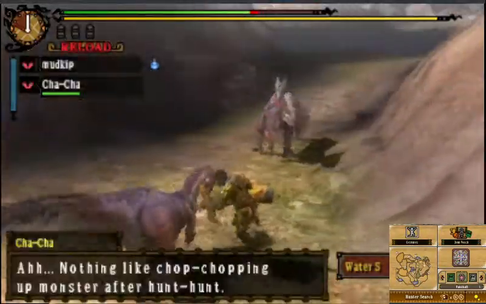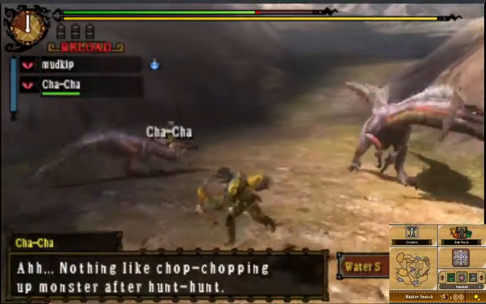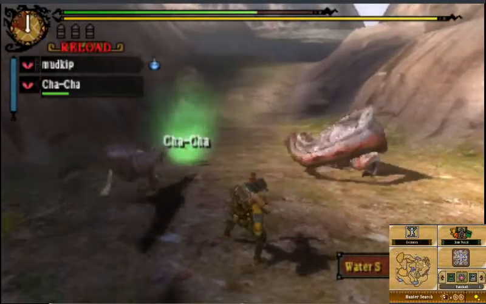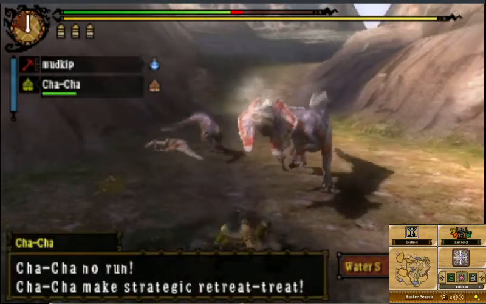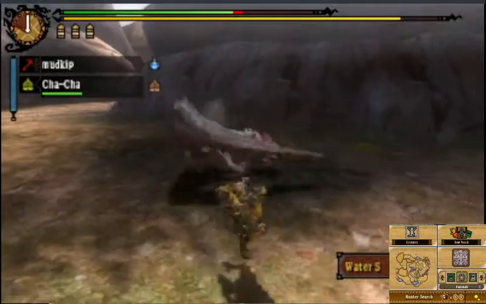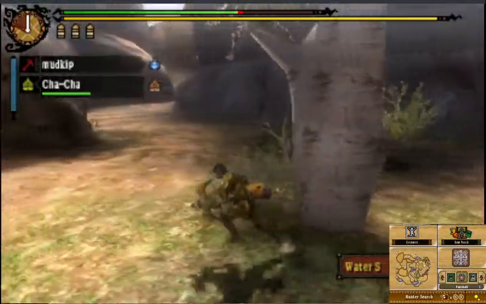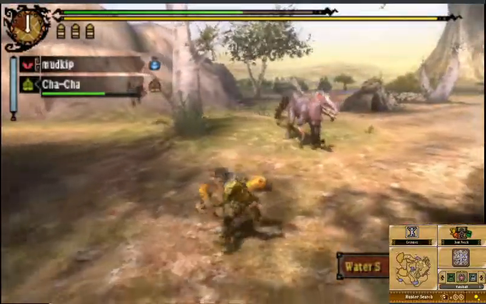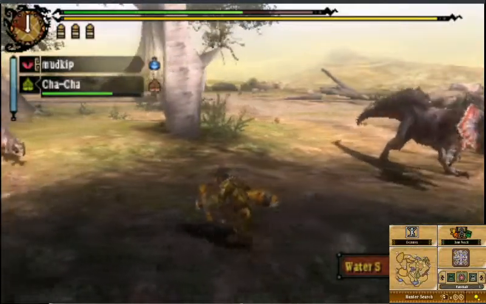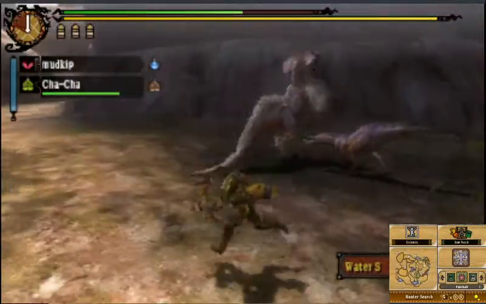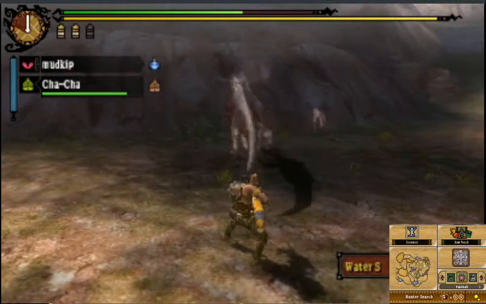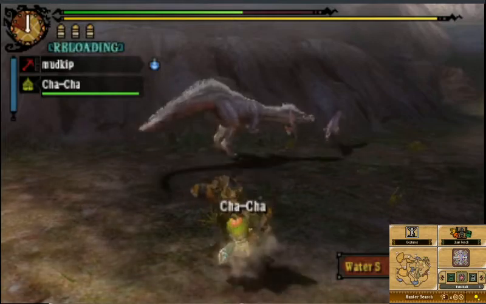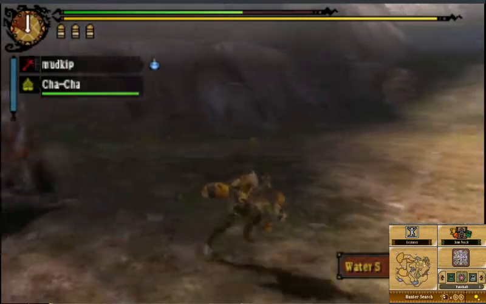Okay, he's coming for me now, so we'll try to get out of the way. And he's going for Cha-Cha. Reload. Okay, as a gunner, you definitely do not want to get hit because all gunner armor has less defense compared to their blade master counterparts. Right? Reload. And now it's time to get out of the way.